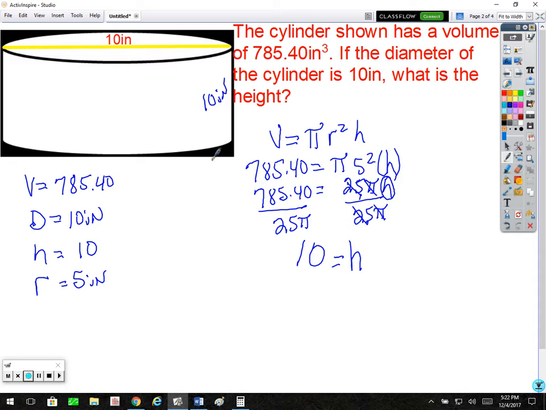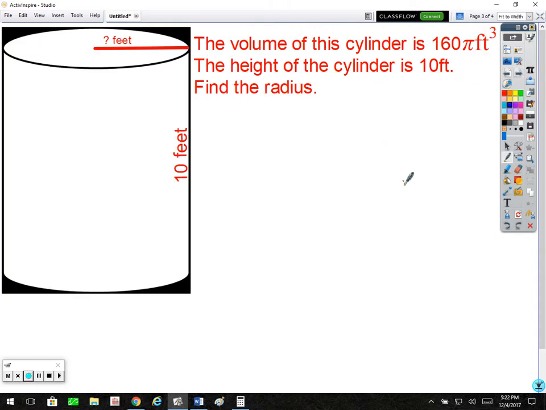Okay? How does it go? All right, let's try this one. I'm going to give you one this time. Let's see what we got. This next one, my volume now, look up here, is in terms of pi. So we're going to leave it a little bit different, but we're going to do it the same way. So what I'm given the volume is 160 pi. I'm given the height is 10. What I want to know is, what is the radius?